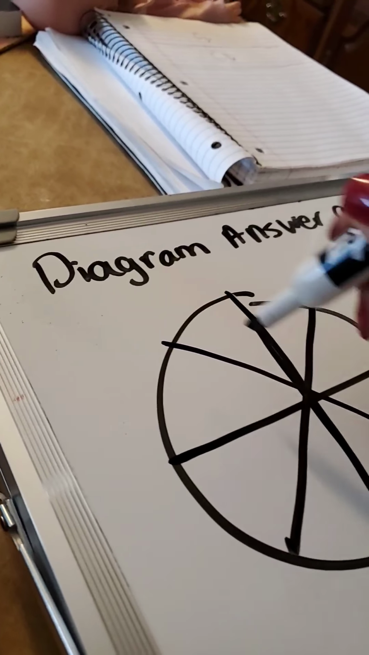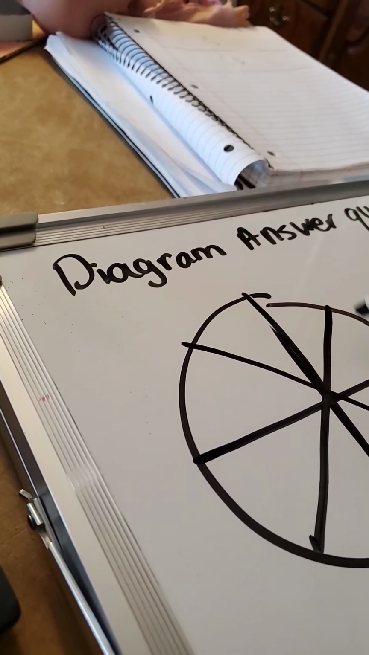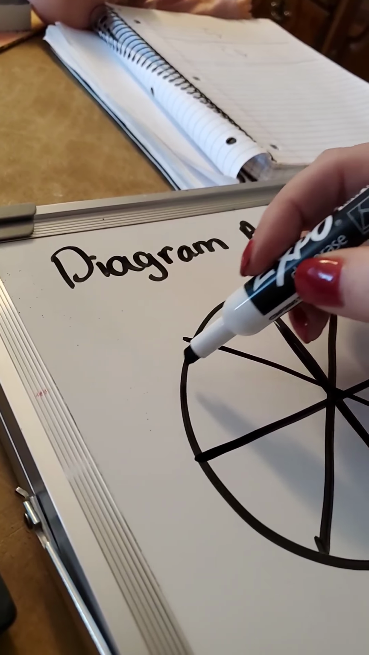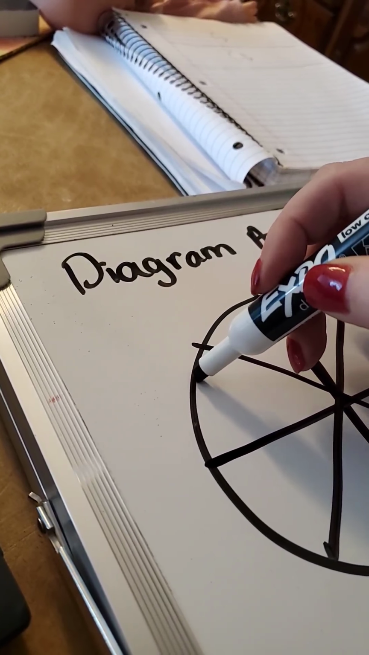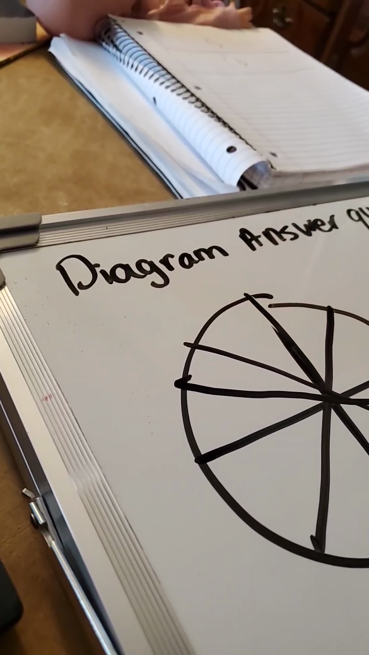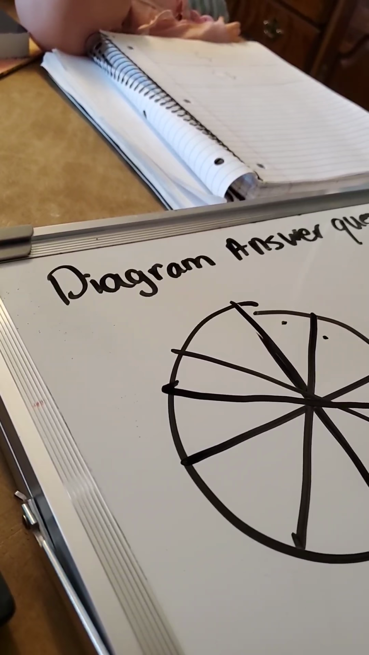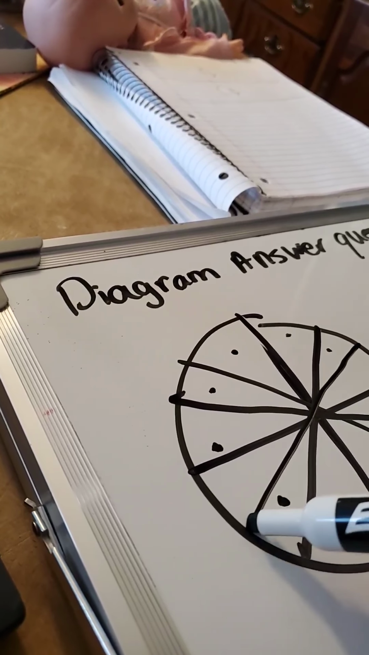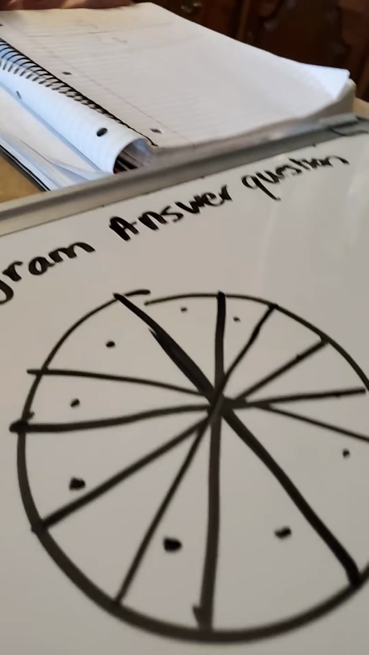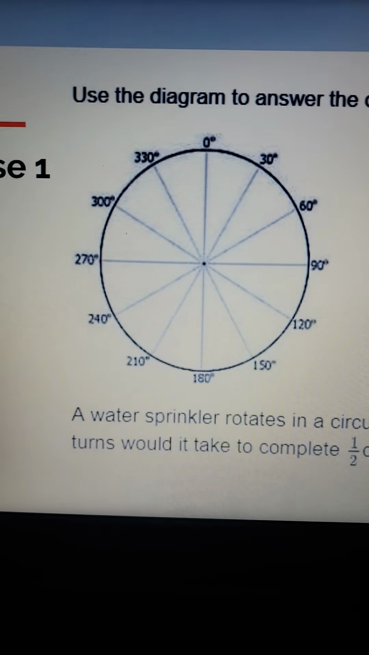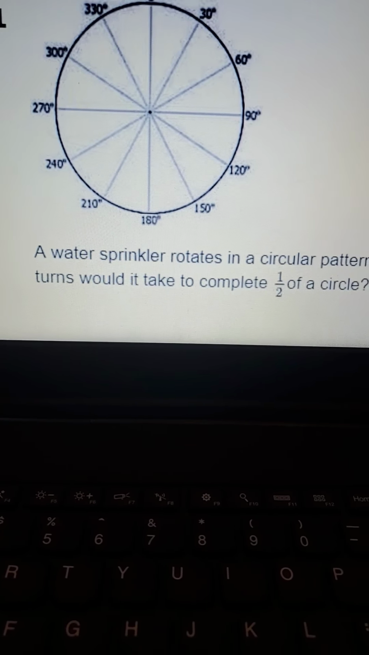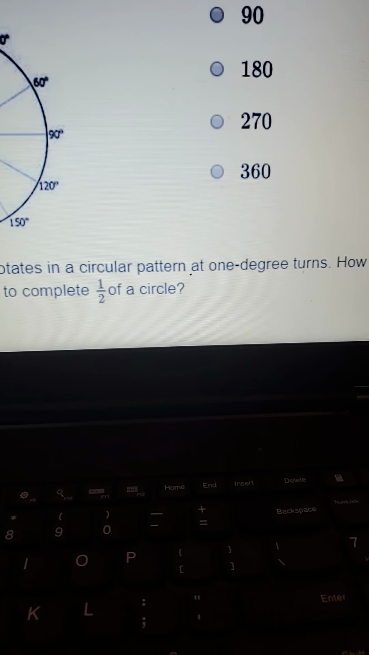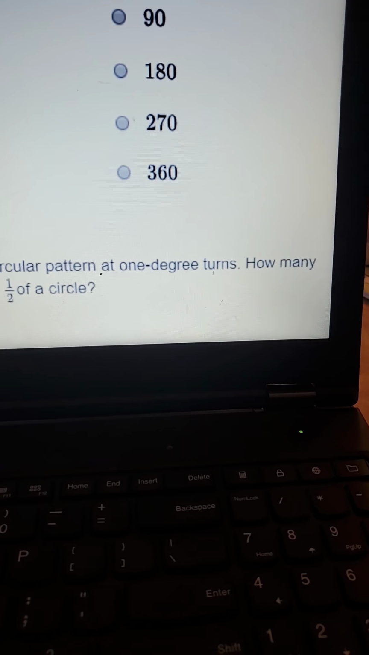So that's 8. And then I'm going to cut, I cut there, and then I'm going to cut here. So it's 1, 2, 3, 4, 5, 6, 7, 8, 9, 10. And I got to cut one more time. So then there's 11 and 12. Okay? So here's that. And it says, a water sprinkler rotates in a circular pattern at 1 degree turns.